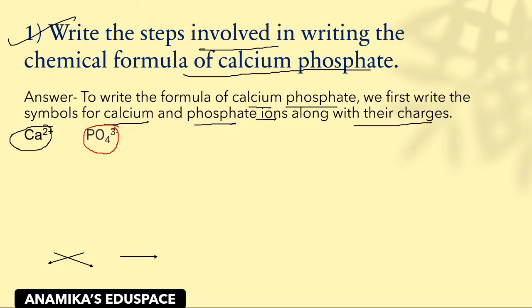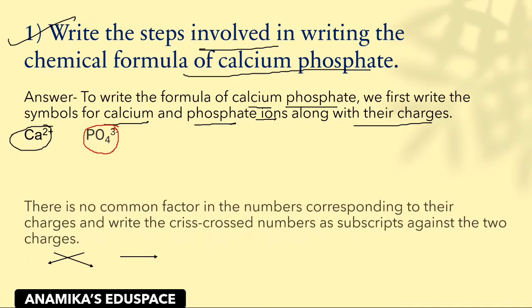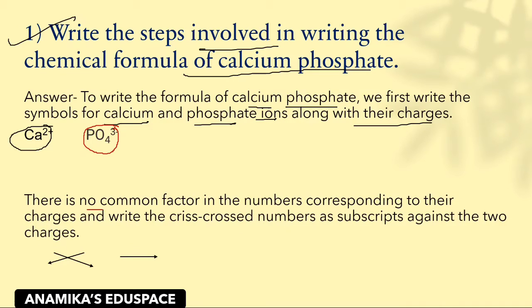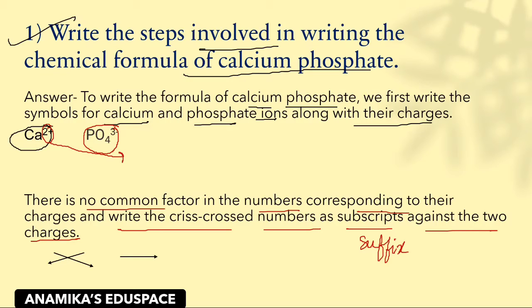Clear, students? So now we are going to see how we will write the formula. There is no common factor in the numbers corresponding to their charges. Write the crisscross numbers as the subscript, which is known as suffix, against the two charges. That means 2 plus will come as a suffix near the PO4 3 minus, and 3 minus will come as a suffix near the Ca2 plus. So now we'll see how the suffix is coming.